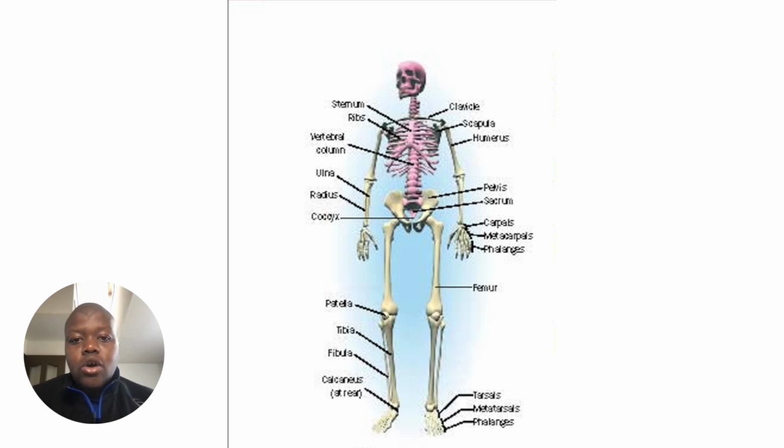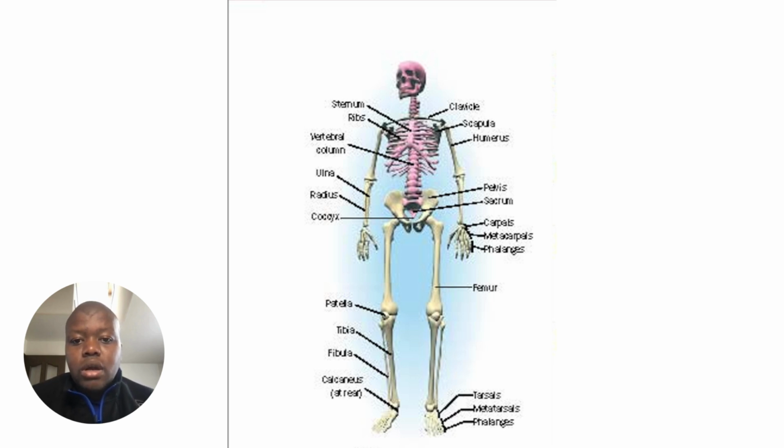heart. On the top part of the limbs of the arm, we've got the humerus. On the bottom part of the limbs, we've got the radius and the ulna, and then the carpals, the metacarpals, and then the phalanges, which is the lower part of the fingers.